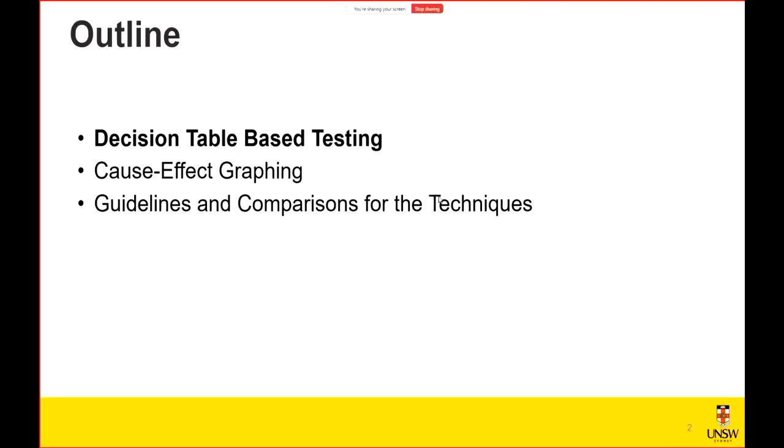And similarly, the two testing techniques we are going to learn today are also about how we partition the input space. So the first one we are going to learn today is about decision table-based testing. The second one is kind of related to the first one. It is called cause-effect graphing. And after we have learned all these four different techniques, we will provide a guideline and some comparisons of these techniques we have learned.